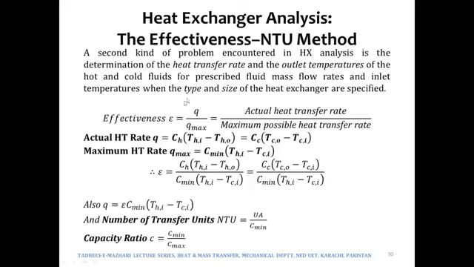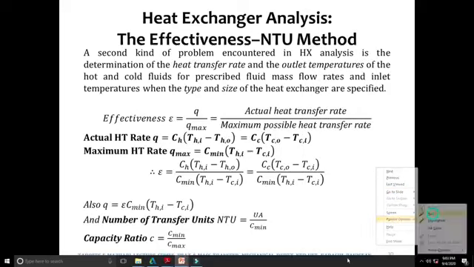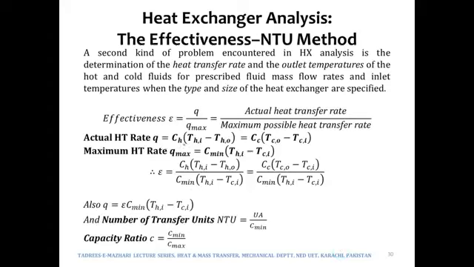What is effectiveness? First of all, it is a ratio of Q to Q max, where Q is the actual heat transfer rate which is taking place, whereas Q max is the maximum possible heat transfer rate. The actual heat transfer rate can be found out by m C delta T, either for the hot fluid or the cold fluid, and we have seen those equations on one of the previous pages. This one has been written in terms of the hot fluid, and this one in terms of the cold fluid.